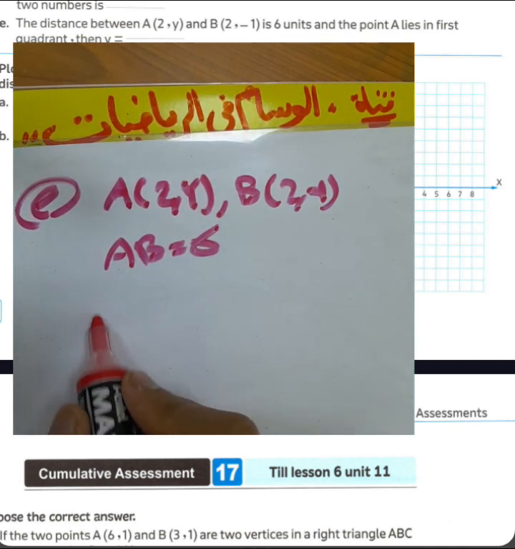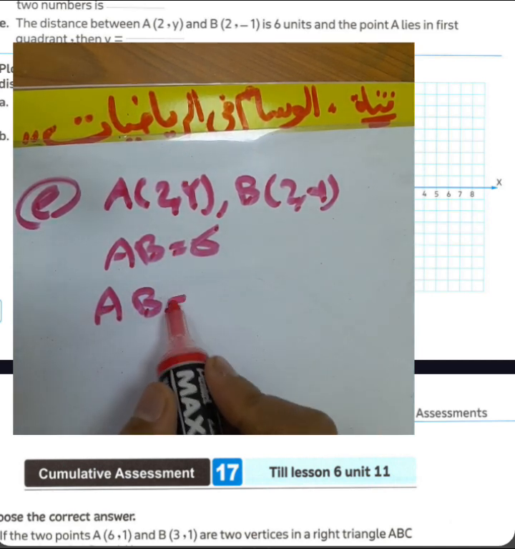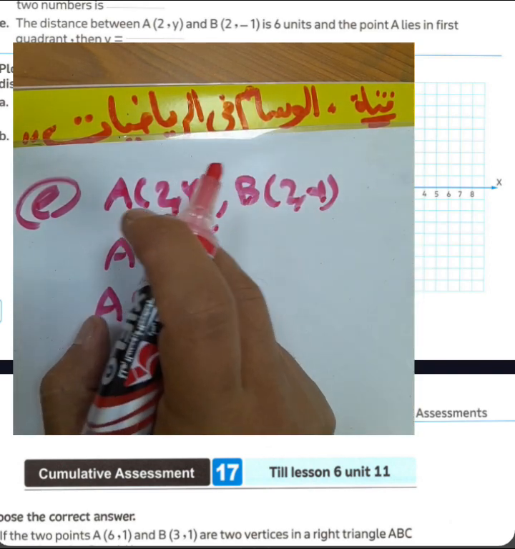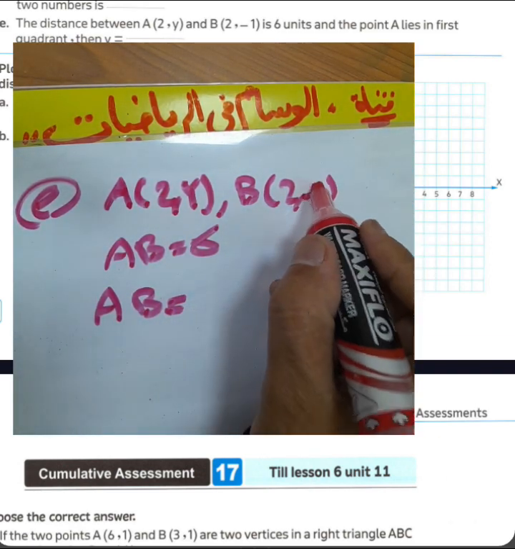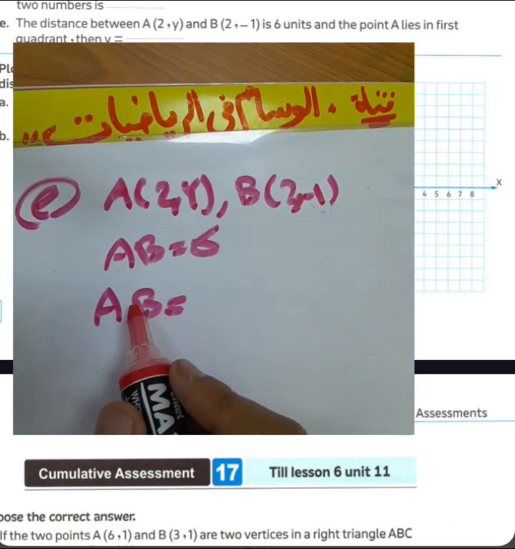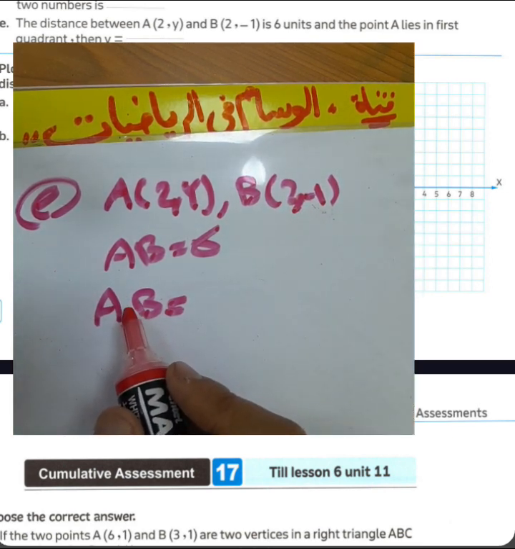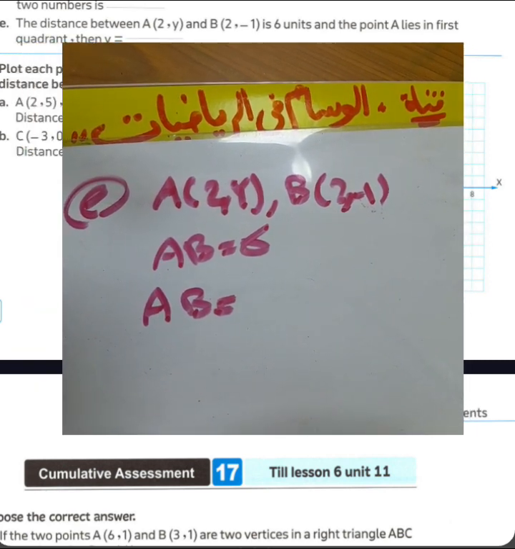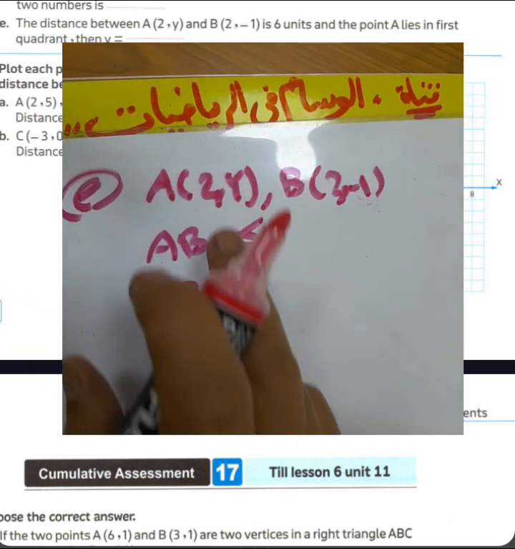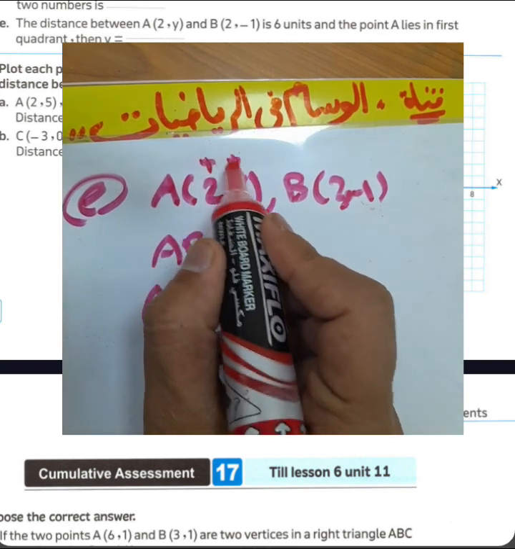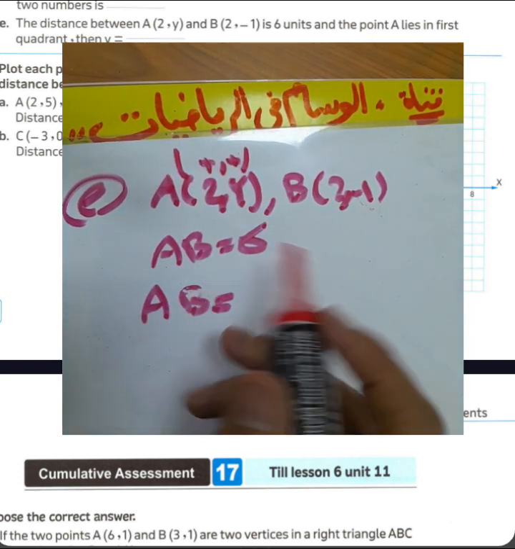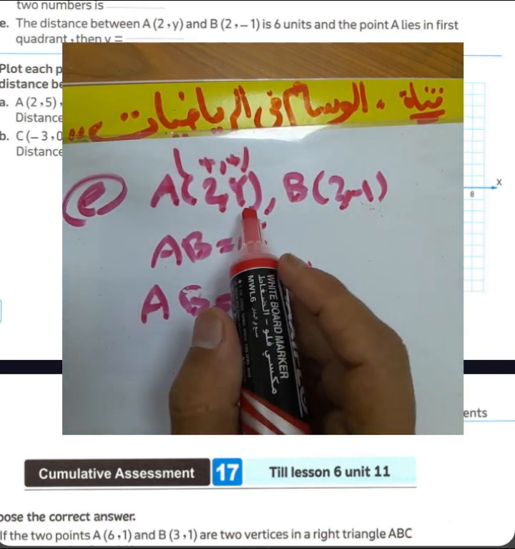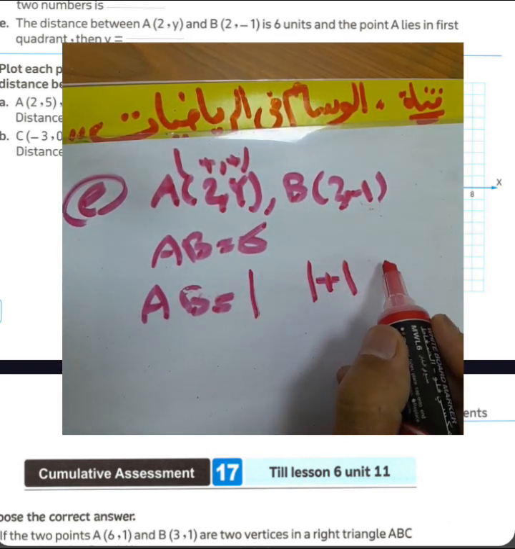We can find AB by finding the absolute value. We have here 2 and y and 2 and negative 1. We want to find the value of y. It gives us that point A lies in the first quadrant, meaning positive and positive, and we have positive and negative. Then you must find the absolute value of the first plus the absolute value of the second.